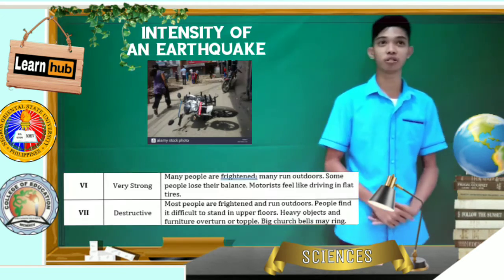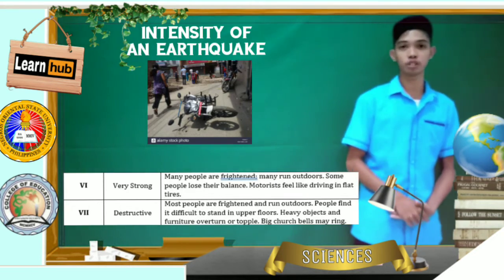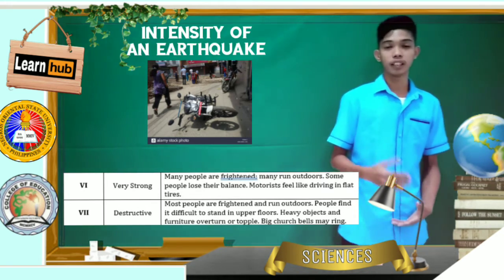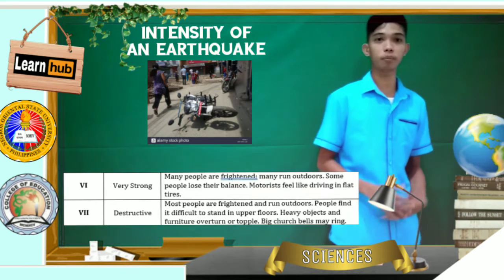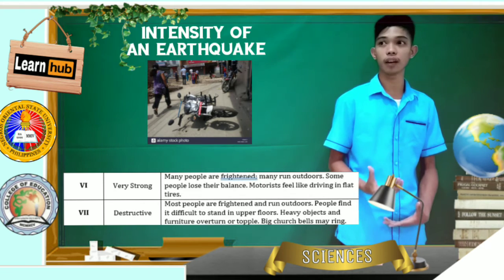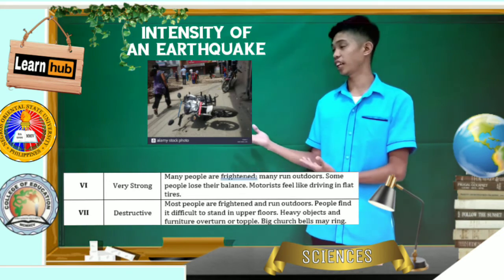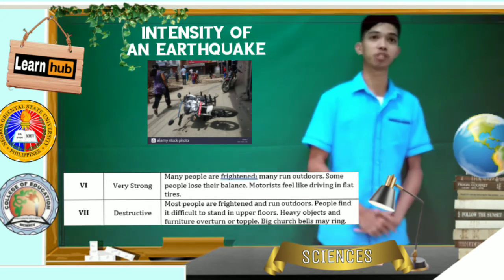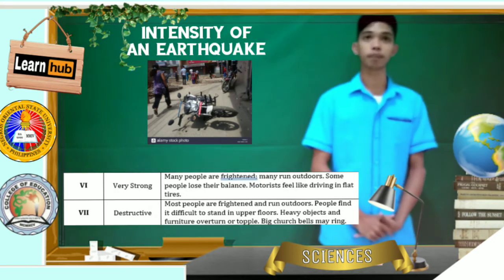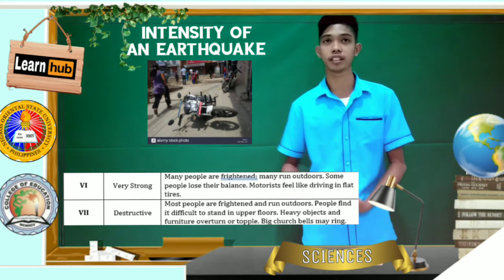So now, let's proceed to intensity number 6. Intensity number 6 is considered to be very destructive. Its shaking is labeled as very strong. The effects of this intensity is that people are afraid and panicking. Some lost their balance, and motorists fail to drive with flat tires. So now, let's proceed to intensity scale number 7.